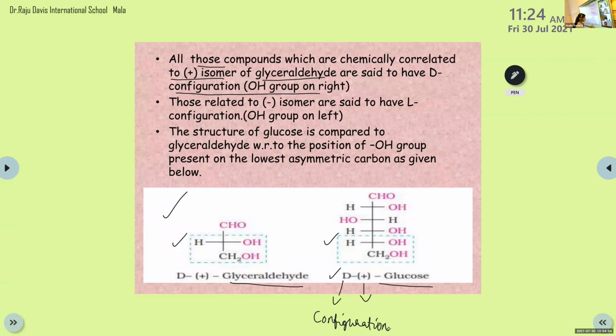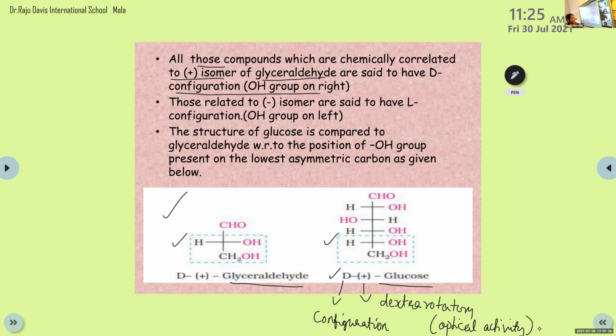And this plus stands for dextrarotatory. Dextrarotatory is related to optical activity. That's a rotation to the right side here. And this D stands for its configuration. Here it is related to the structure of glyceraldehyde in the plus form. That's why we are using this D plus glucose. D plus glucose.